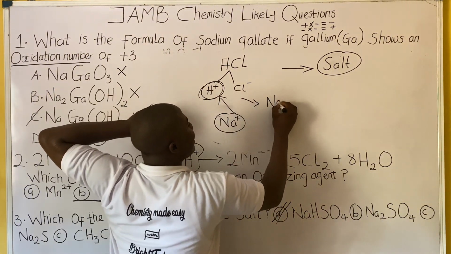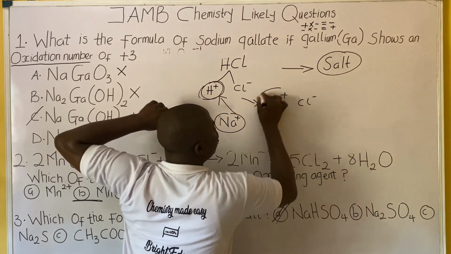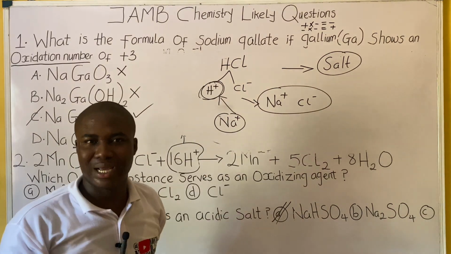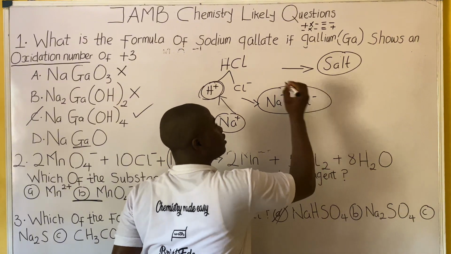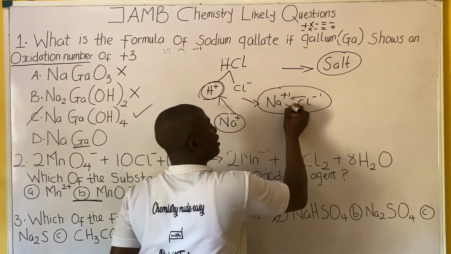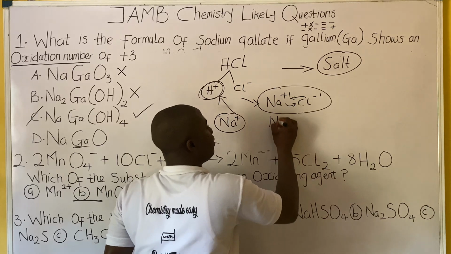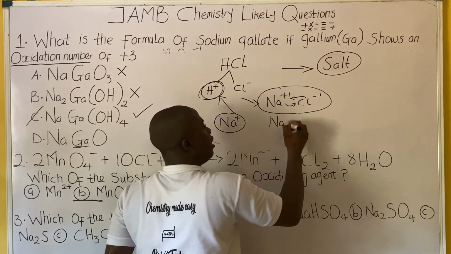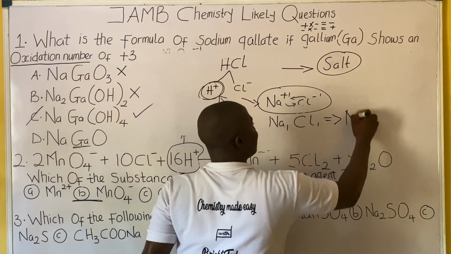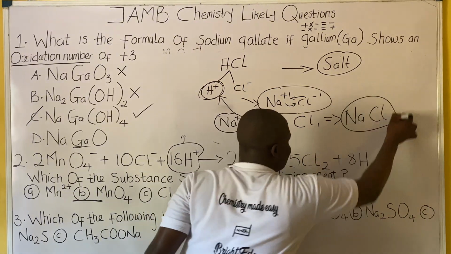I'm having Na+ and Cl-. Do you understand what just occurred? So this is the salt formed. Do you understand? Because plus means plus one, minus means minus one, and they are exchanging their charges to form the compound. So the one here comes here, the one here goes here. Altogether it still remains NaCl. So this is the salt formed.